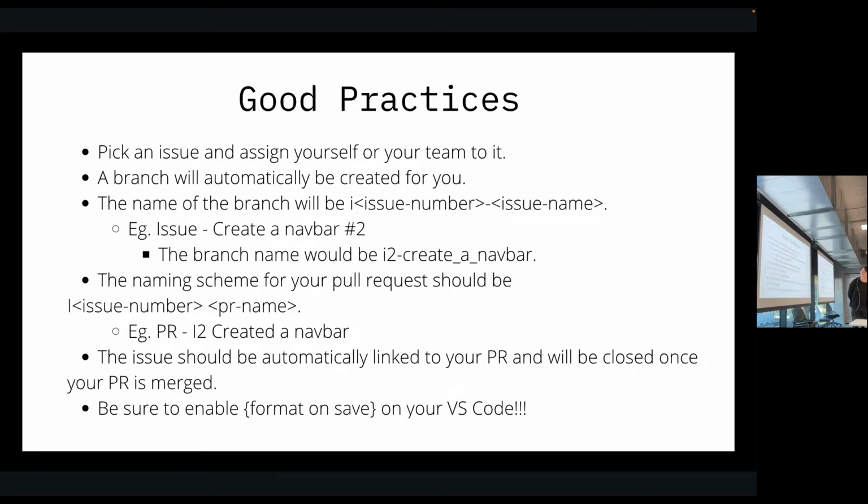Pick an issue, assign yourself or your team to it. A branch will automatically be created for you. Thank you, Nicholas, for setting that up. The name of the branch will be so, and the naming scheme for your pull request when you finish the issue should be like that. So the issue number and then the PR name.